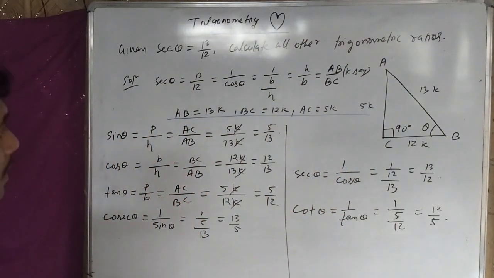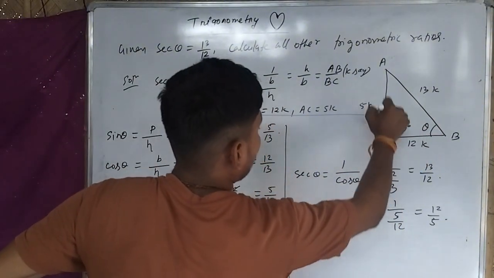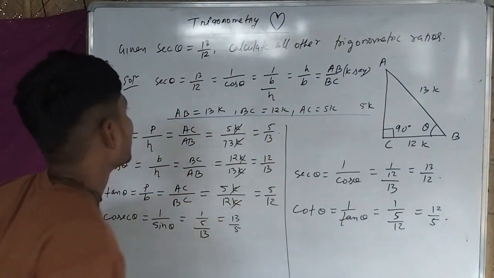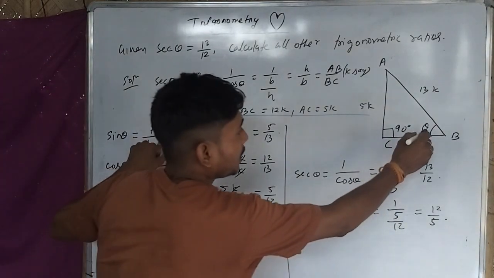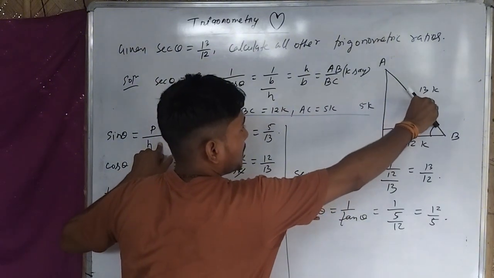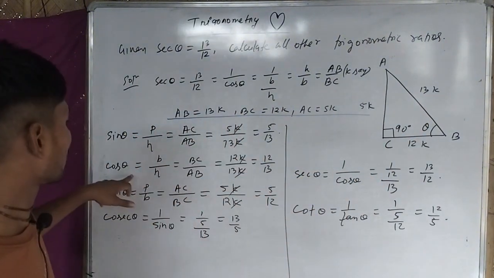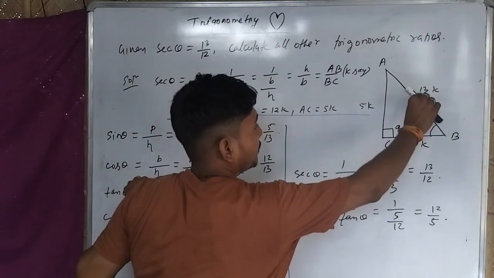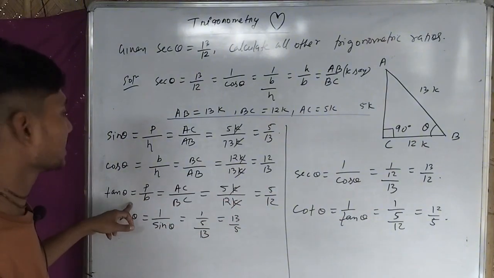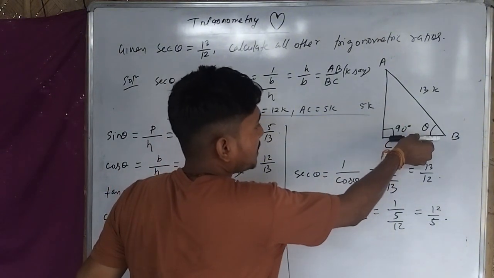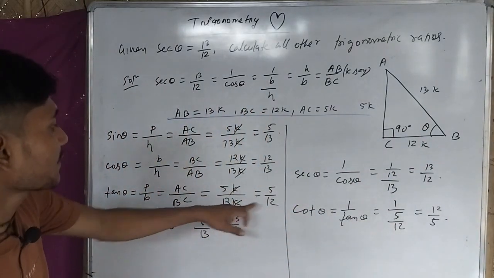Now I am explaining again. Two sides, 13k and 12k, are given. I found the third side from the Pythagoras theorem. Then I apply the formula: sin theta means p by h. This is theta, AC is the perpendicular and AB is the hypotenuse. So AC by AB, that is 5k by 13k, that is 5 by 13. Now cos theta is base by hypotenuse, BC by AB, 12k by 13k, 12 by 13. Tan theta is perpendicular by base with respect to theta, 5k by 12k, 5 by 12.